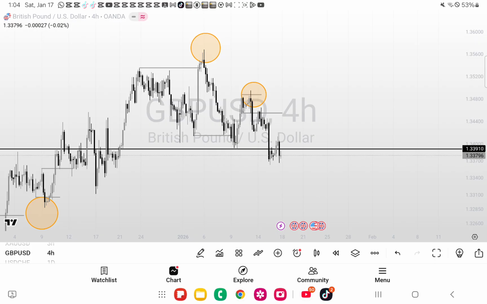This is our current price action. So we need to keep on looking for sell opportunities on GBP USD on the 4-hour. Price is dropping to the downside.